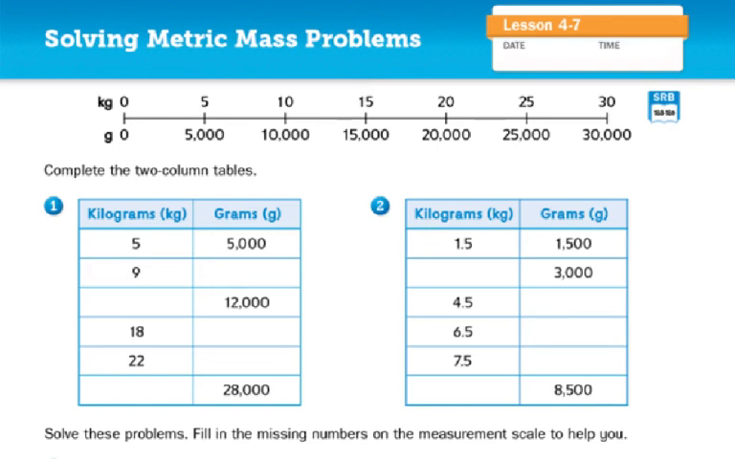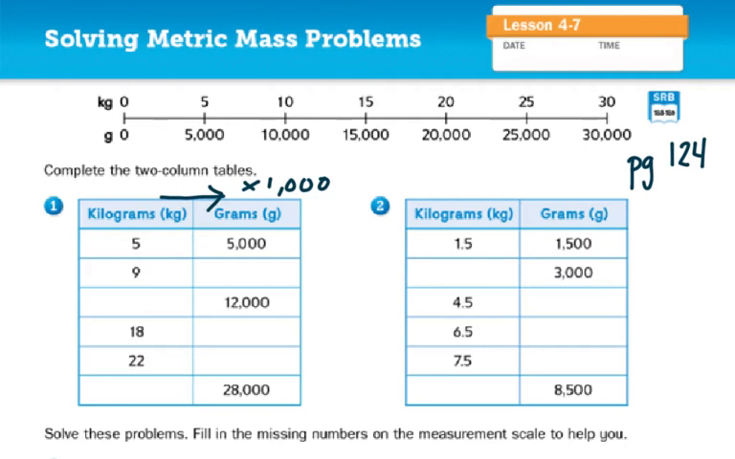You're going to now move into your journal, and we are working on page 124. Again, we're seeing that same measurement scale up at the top, and we are in lesson 4-7, solving metric mass problems. For number 1 and 2, we are completing the 2-column tables. We're moving in each case from kilograms to grams, and we know that it takes 1,000 grams to make a kilogram. So each time we're going to be multiplying by 1,000 when we move from left to right.